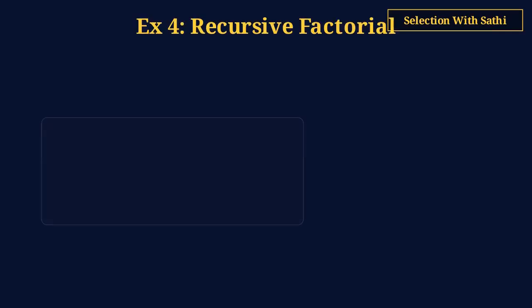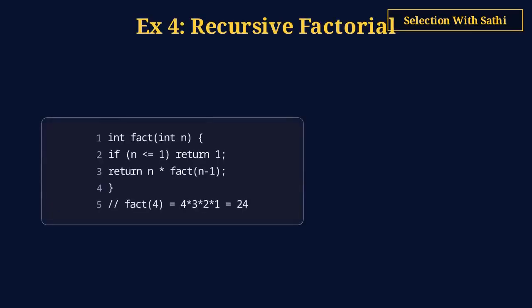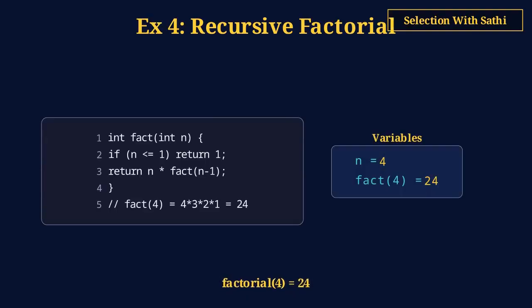Fourth example: recursive factorial function. Factorial of n is n times n minus 1 times n minus 2, all the way down to 1. The base case is, if n is less than or equal to 1, return 1. The recursive case is, return n times factorial of n minus 1.